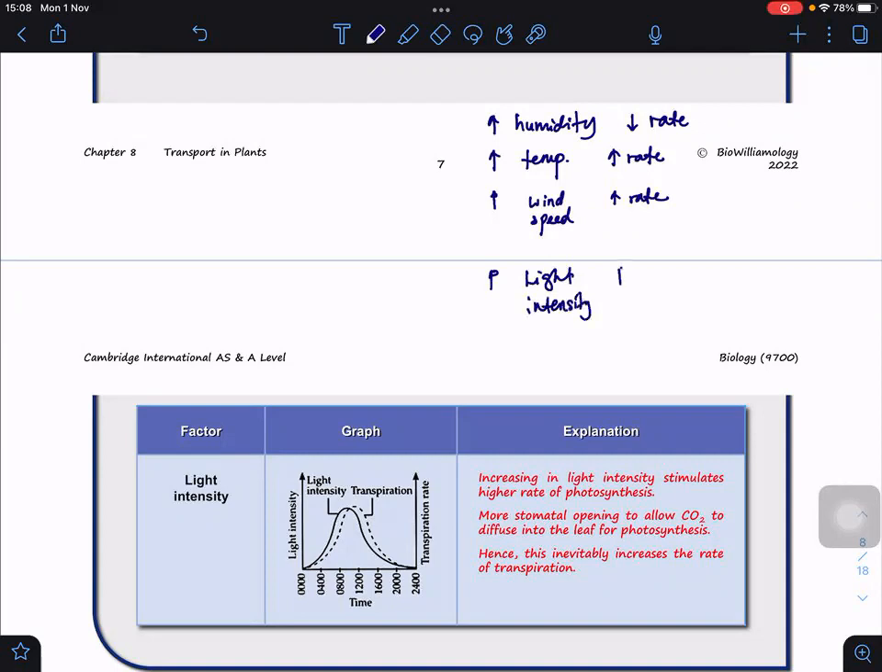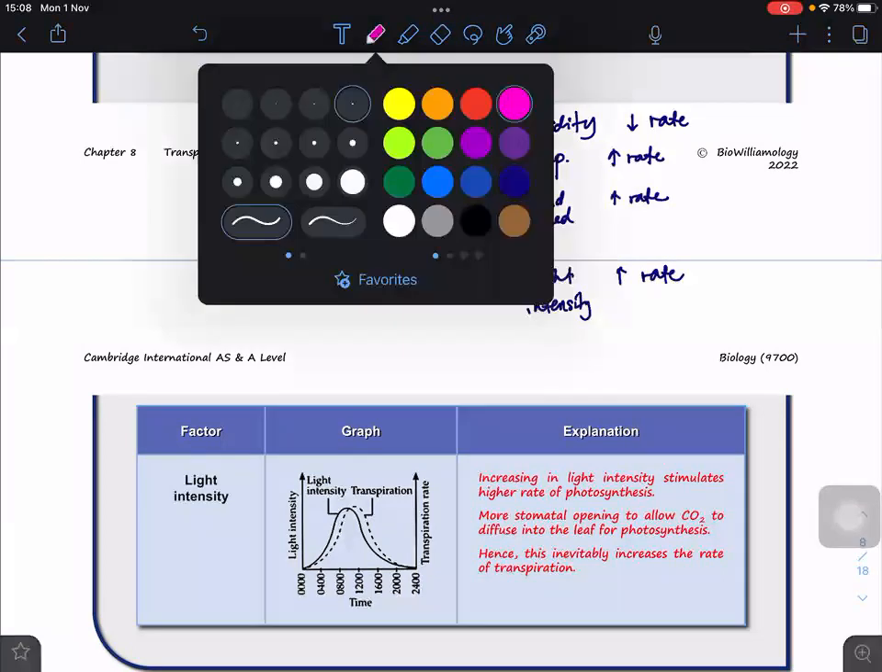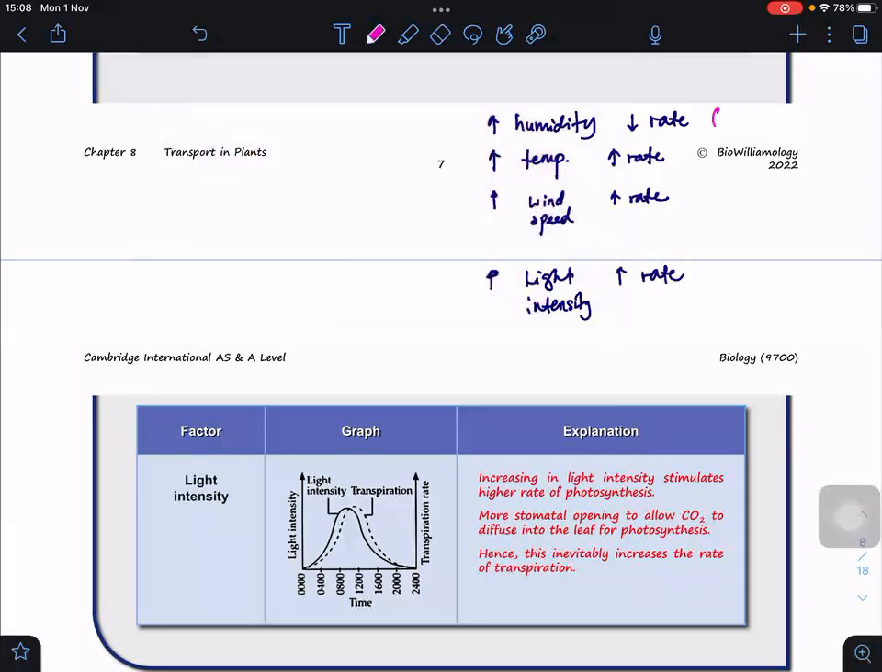Against, we increase the rate. So how do we explain in general? Humidity decreases the rate because we decrease the steepness of the water potential gradient. Temperature increases the rate because we increase the kinetic energy in this case.